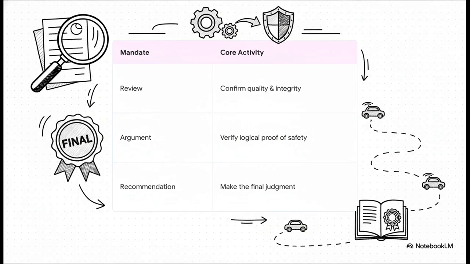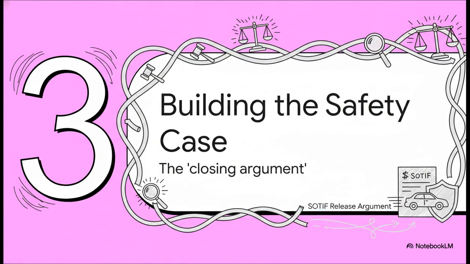Now, let's see how this all comes together. All of this work, every document, every test, it all leads to one single master document, the SOTIF release argument. You should really think of this as the grand closing argument in our trial, where every piece of evidence is woven together into one, hopefully persuasive story.